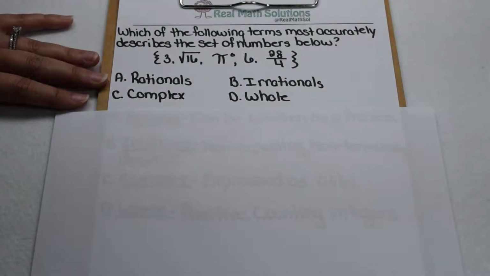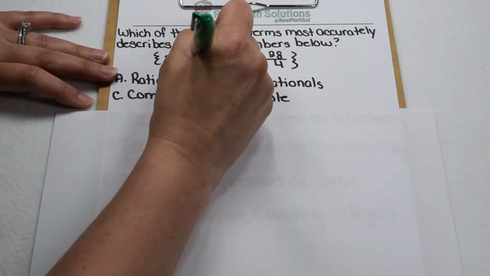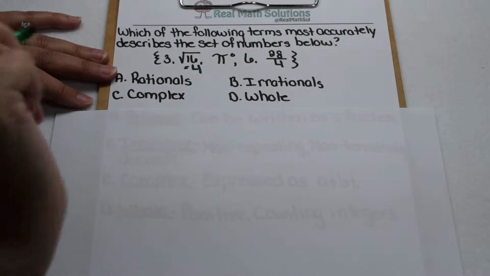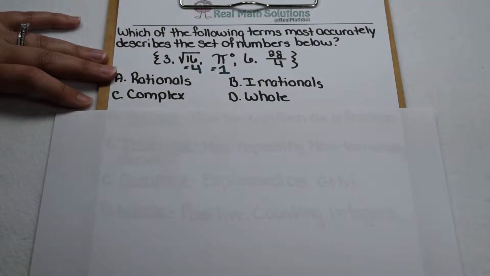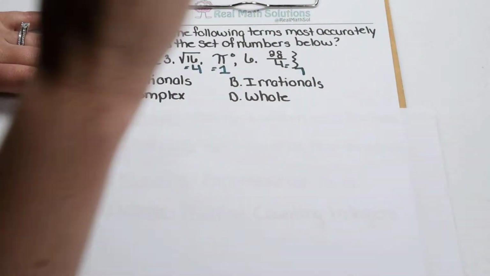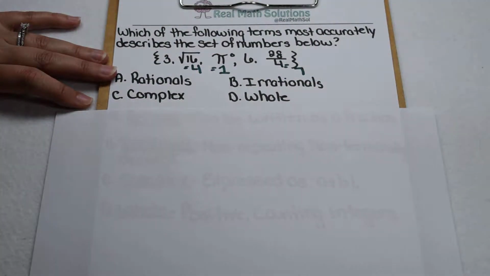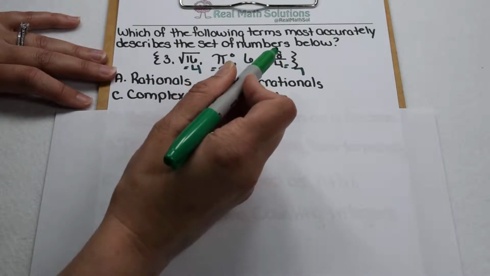Well, let's go through and first evaluate them. 3, obviously that's 3. Square root of 16 could be written as 4. Pi to the 0 power, well, anything to the 0 power is worth 1, so that's equivalent to 1. 6 is a whole number, and 28 over 4, that can be simplified to 7. So we can also think of our set of numbers as being 3, 4, 1, 6, and 7.